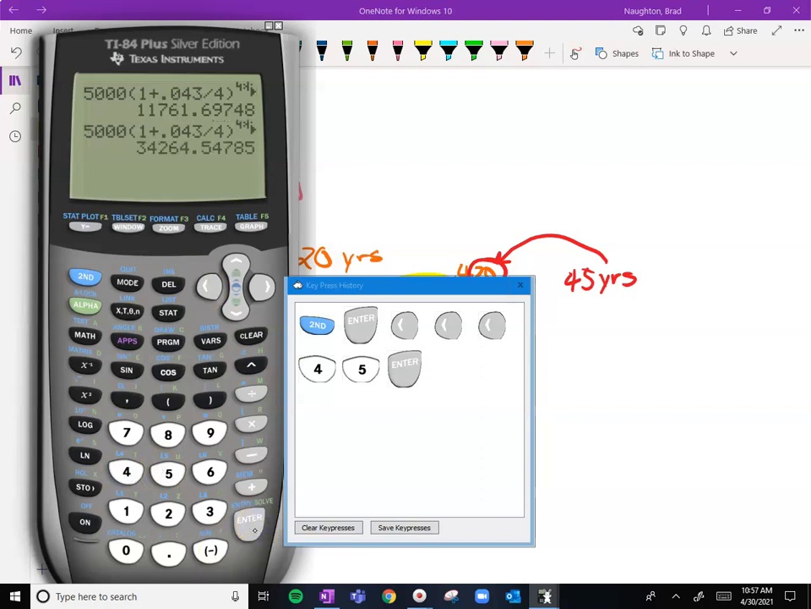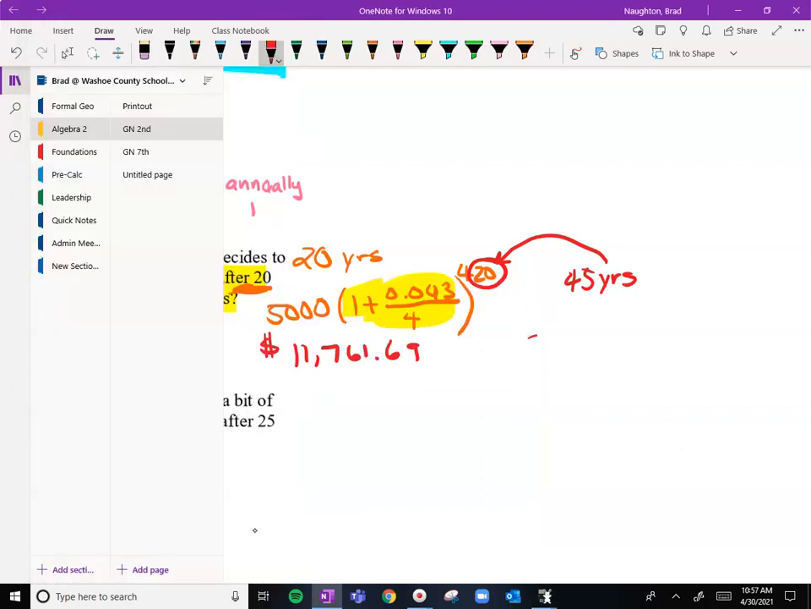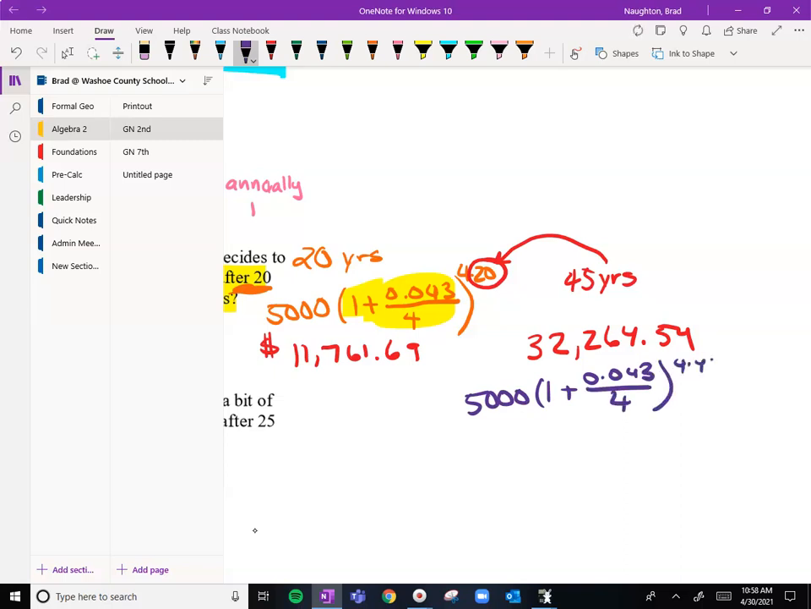And then we hit enter, and look, we get a number, and it was a lot easier. So that's 32,264.54. Now, if you want to write the actual formula and do it again, you can. It's 5,000 times (1 plus 0.043 divided by 4) to the 4 times 45. Again, you can do that, but we're going to get that number right there.